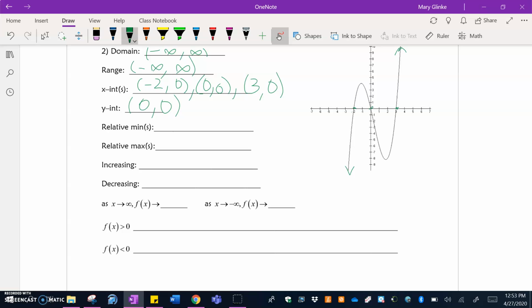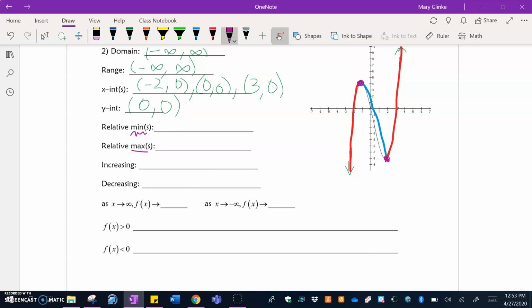For our maxes and mins, I'm going to try my tracing my graph idea and see how that goes. My graph is going up, then switches to down, and then goes back up. So notice how I changed up here and I changed down here. There are two turning points. One is a high point. The high point is the max. One is a low point. The low point is the min.